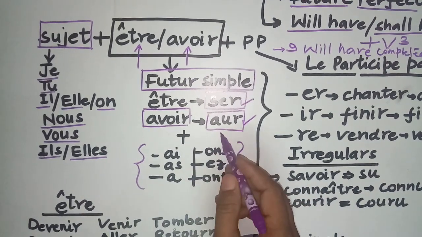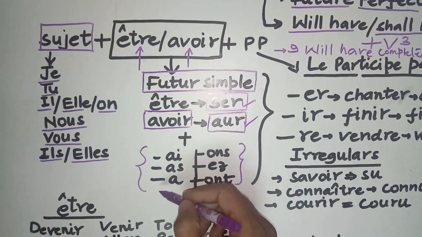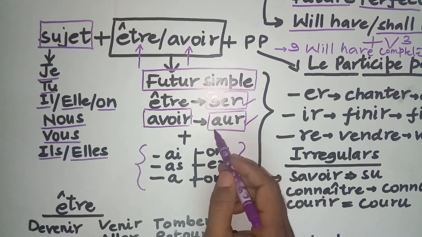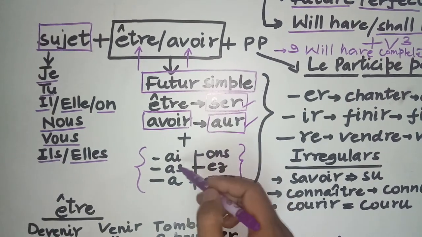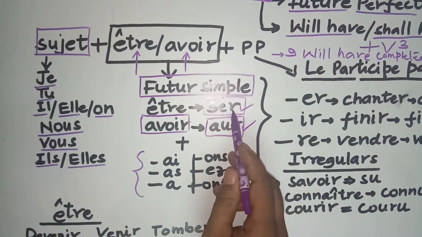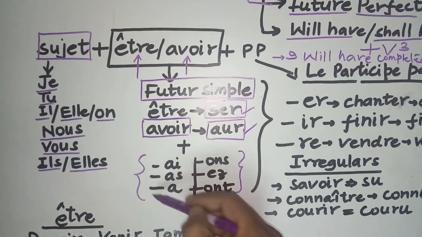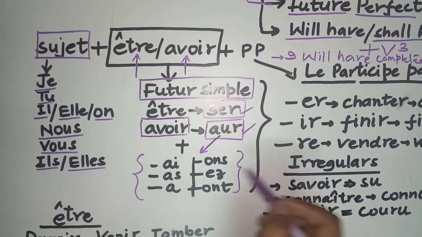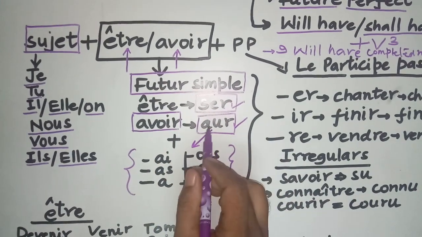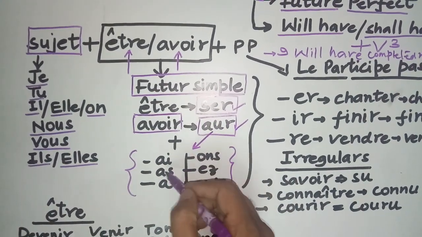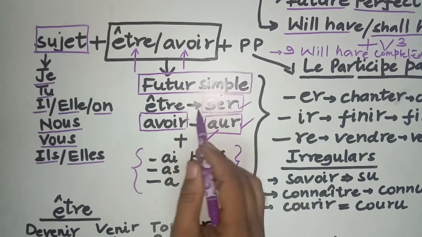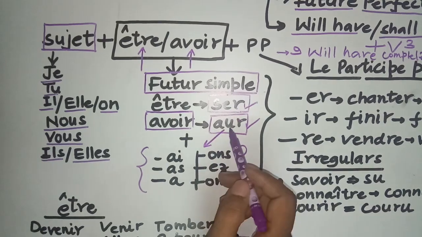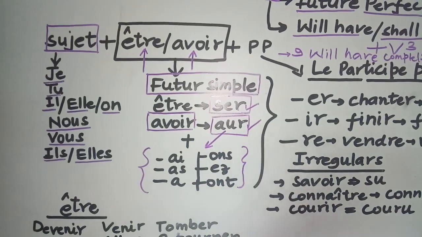So this is with aur, aur plus endings. So either with ser, all these endings, or with avoir, all these endings go. So once we add ser plus all these endings, we complete the second part of it, the subject and the second part, être or avoir, conjugation plus endings, like that.